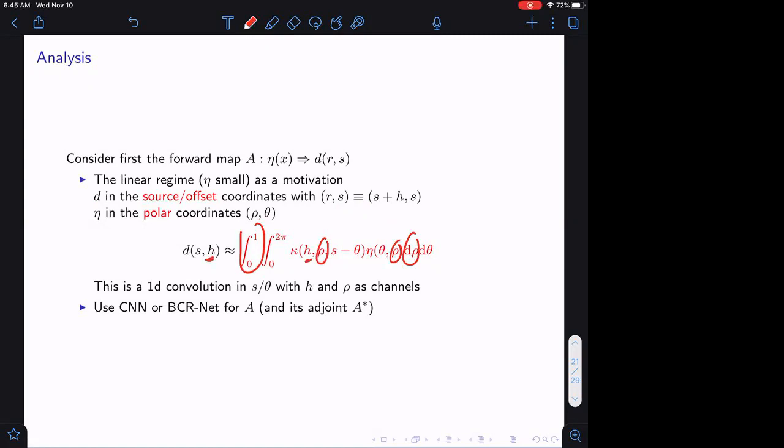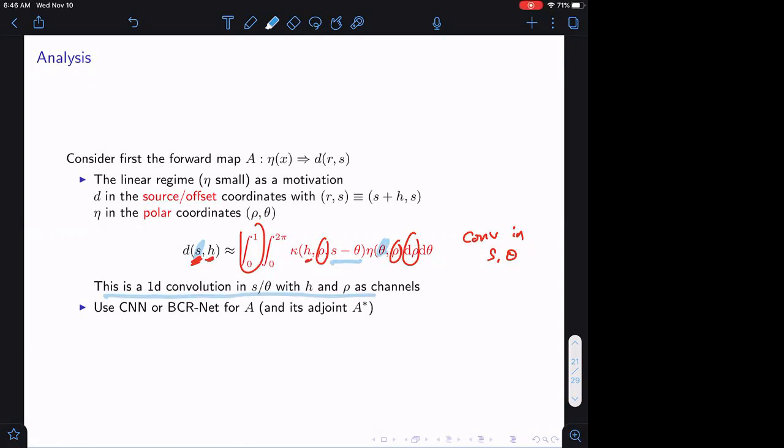But once you think of rho and h as parameters, the remaining thing is actually a convolution in the s and the theta variable. Because s appears here, let me use a different color. S appears here, theta appears here, and here you have s minus theta. So really, it becomes a bunch of 1D Fourier transforms and then you do the integration on top of that. Okay, so it's a 1D Fourier transform with many channels.